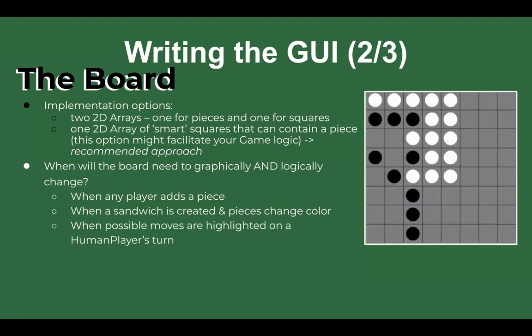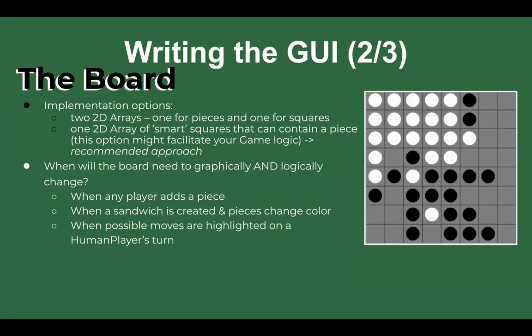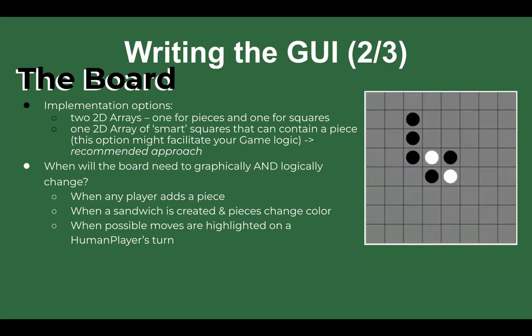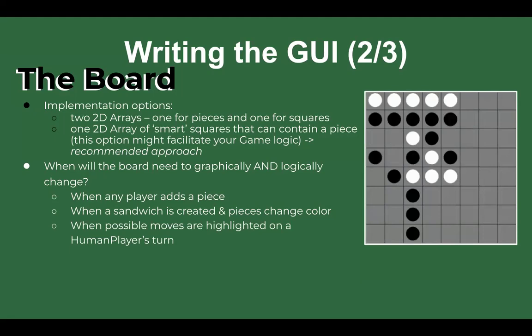And then the last thing is that when a human player is about to make their move, the board will highlight all the possible moves that that human player can make. So the squares will be highlighted a slightly different color to show the player where they can make their move.